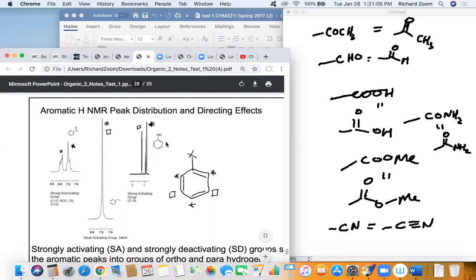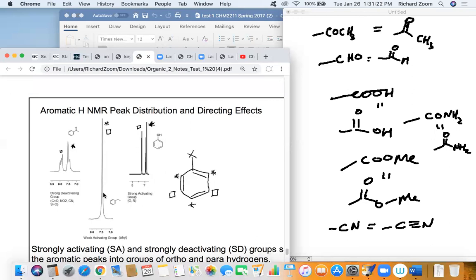And if it's an activating group like O and N, then we tend to get, again, two sets of peaks, but they're centered more around 7 ppm. And then if it's like an alkyl group, which isn't really that strongly activating, it's very weakly activating, we tend to get just a single peak. So that's just something you'll notice in the NMR.